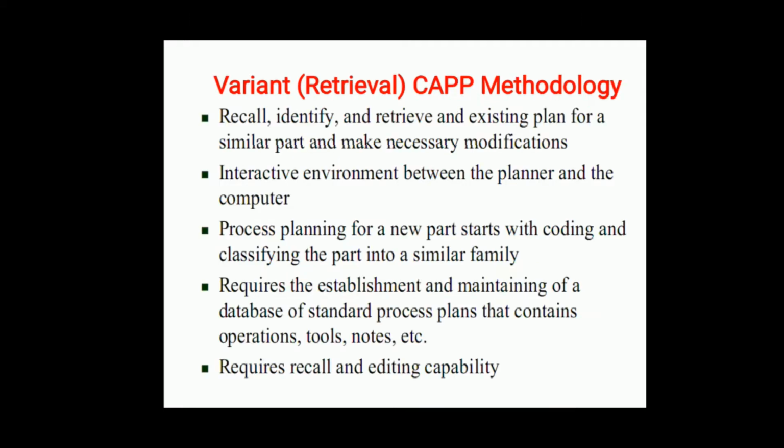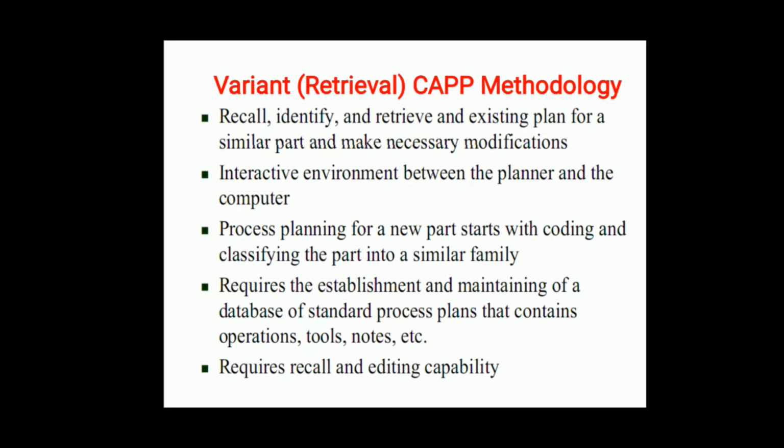So for this, some methodology is there, so we'll see. First, recall, identify and retrieve an existing plan for a similar part and make the necessary modification. So first we identify a process plan which is similar to our new part. We have to retrieve, take the existing plan from the similar part, and do some necessary modification for this new part. So that is the first methodology point.